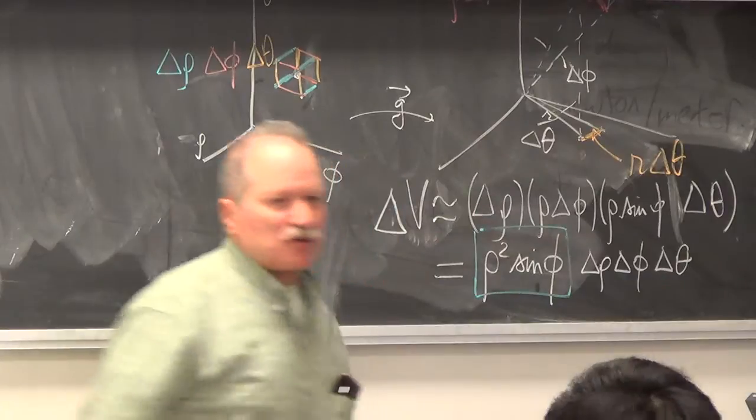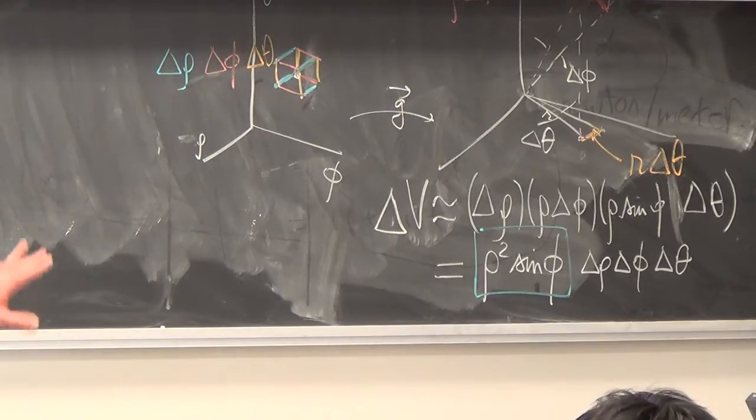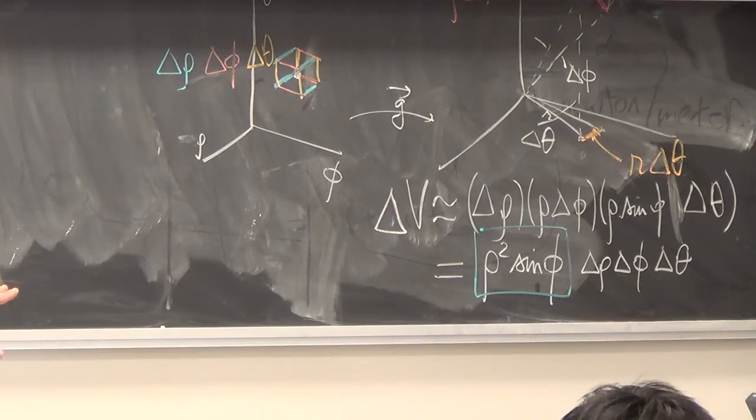So just as you programmed yourselves in polar to stick the r in, when you're doing spherical, you're going to stick in a rho squared sine phi. And again, when we get to the last section of the chapter, we'll have a more rigorous derivation of where this comes from. Okay?